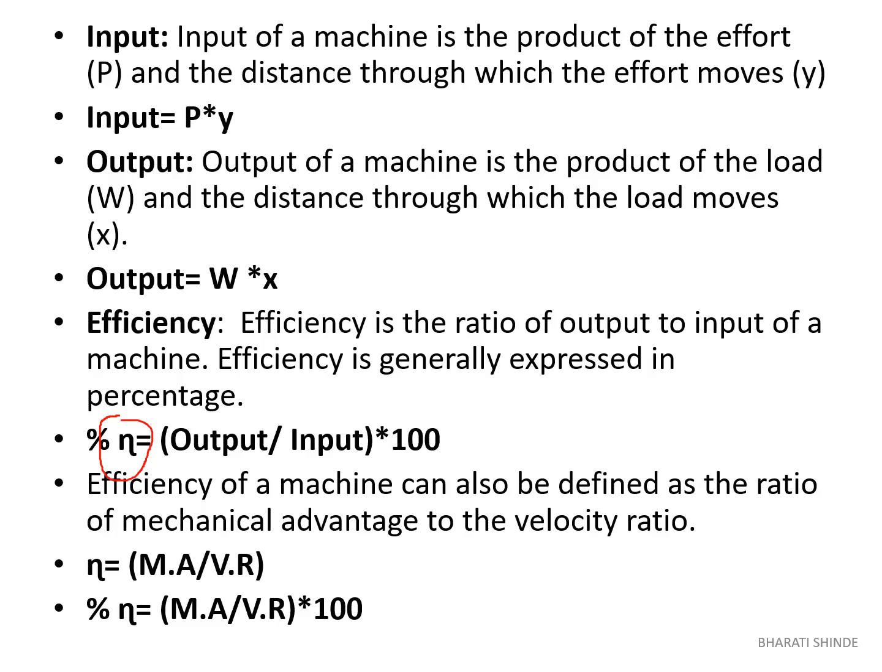The efficiency of machine can be defined as the ratio of mechanical advantage to the velocity ratio. So efficiency is nothing but MA divided by VR. And if we want efficiency in percentage, then multiply that ratio by 100. And efficiency is always expressed in percentage, remember.